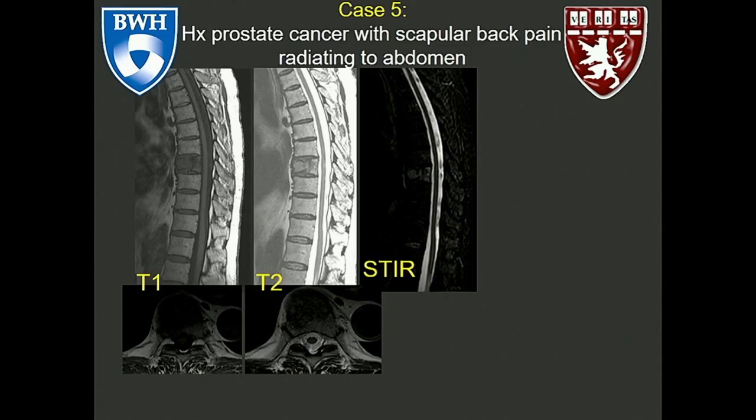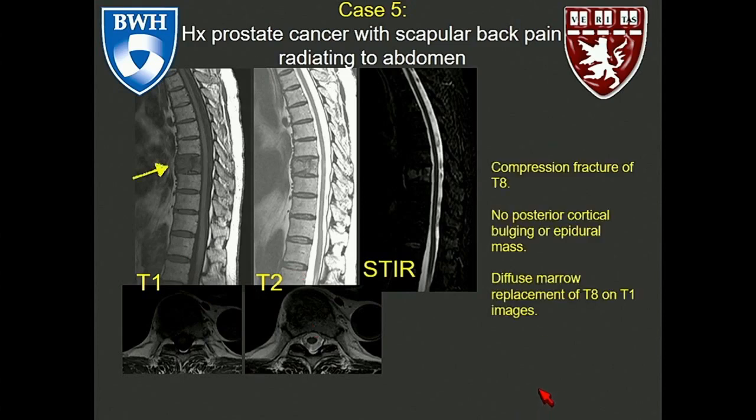So this is a gentleman with a history of prostate cancer with scapular back pain that was radiating to the abdomen. So we had an MR image here. So we have our sagittal and axial T1 and T2s and our fluid-sensitive STIR sequence. So the finding here is that of a compression fracture of the T8 vertebral body. What's important to note on the imaging is that there's no posterior cortical bulging or an associated epidural mass associated with it. However, there is diffuse marrow replacement of T8 on our T1 weighted sequences here. You can see that there's diffuse low signal intensity associated with that.